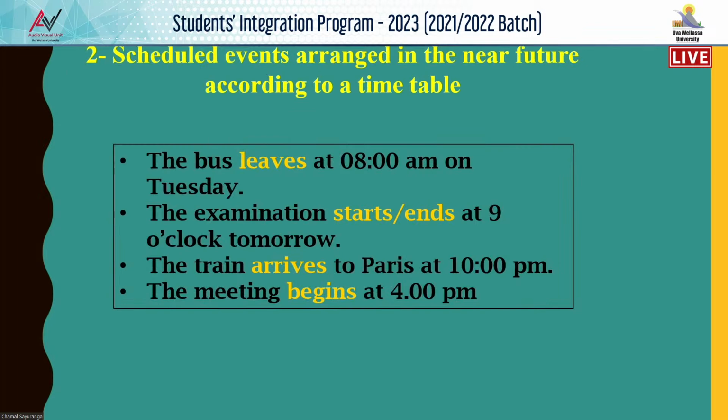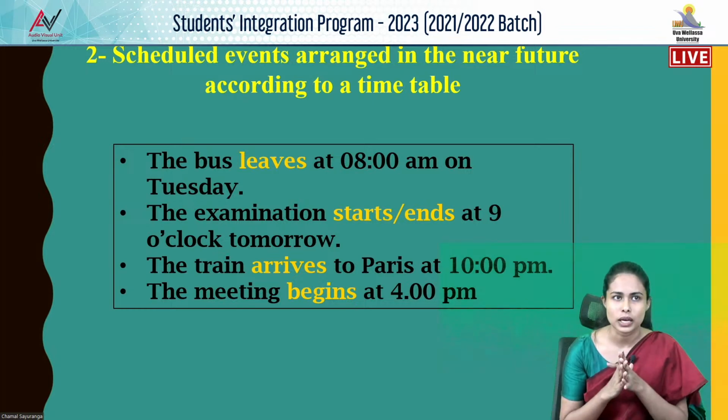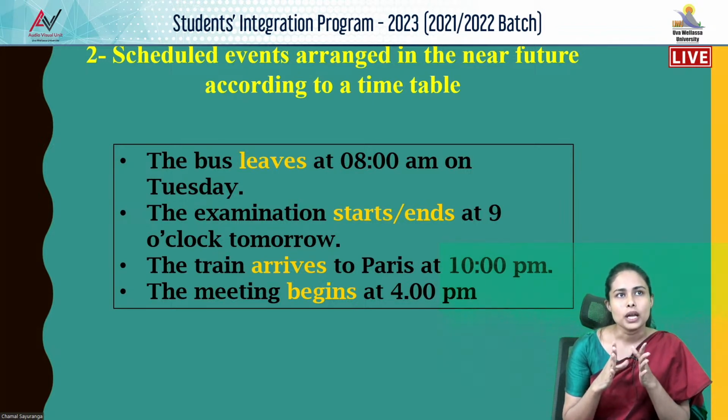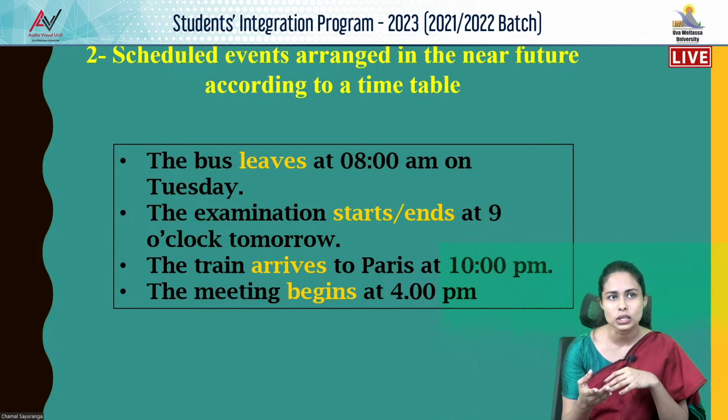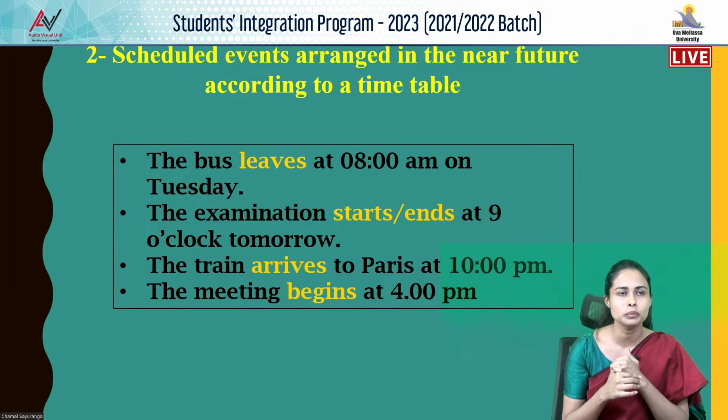Okay, what's the second usage? Scheduled events arranged in the near future according to a timetable. Now, this is something new to you because it is uncommon. Not everybody knows, I think. For example, the bus leaves at 8 a.m. on Tuesday. Here I have used simple present tense. Now normally we know that when we talk about future actions, we have to use future tense. No? But if it is a scheduled event or something arranged in the near future, you know that it is going to happen exactly in the future.